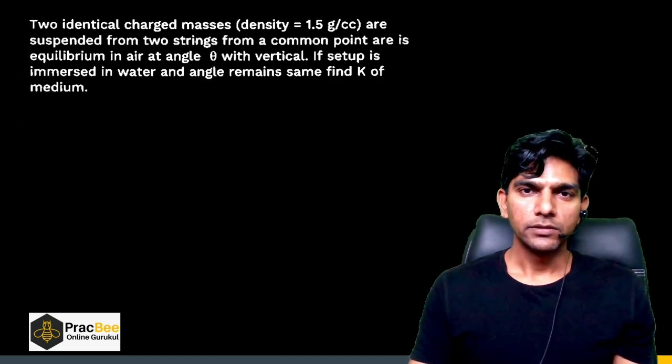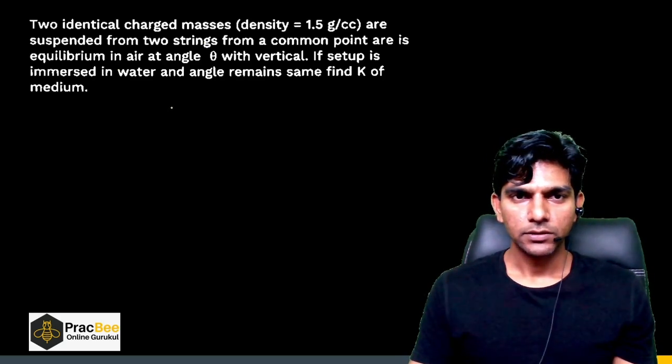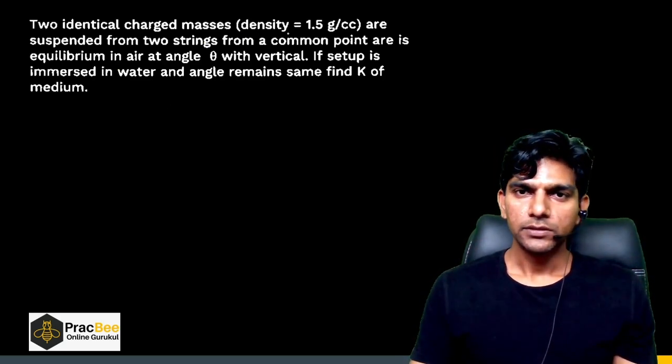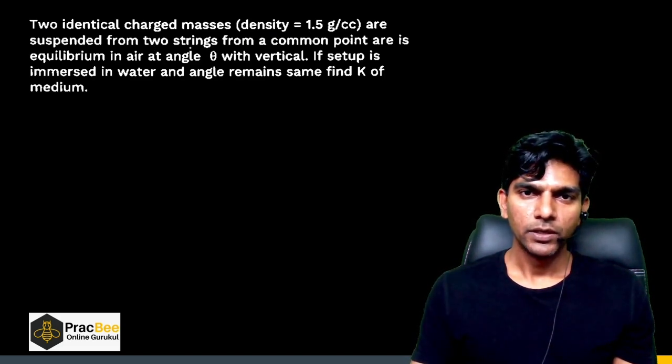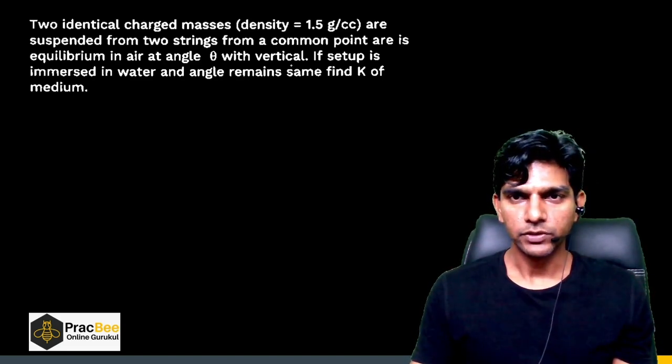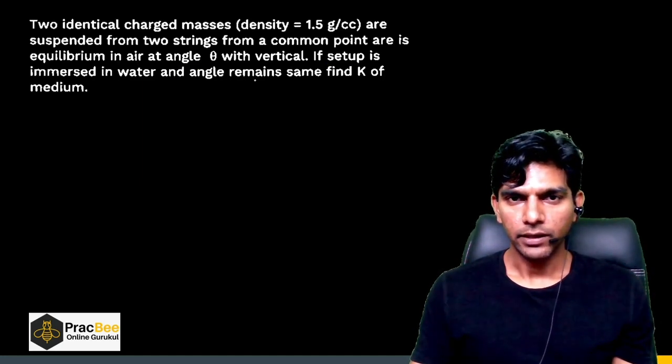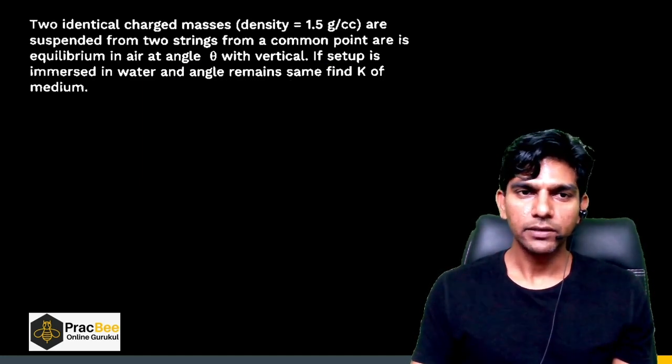So the next question is from electrostatics and it is from Coulomb's law. Two identical charged masses of density 1.5 gram per cc are suspended from two strings from a common point and are in equilibrium in air at an angle theta with the vertical. If the setup is immersed in water and the angle remains the same, find K of the medium.